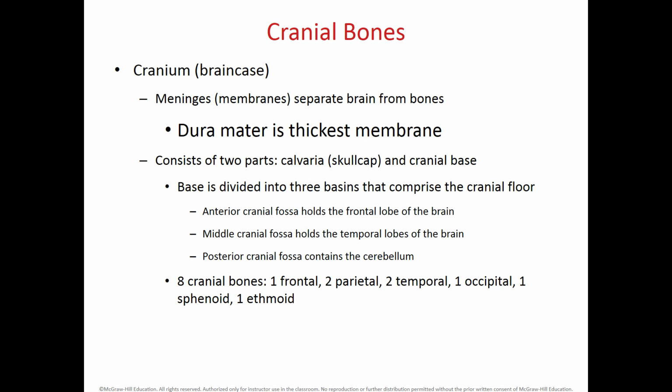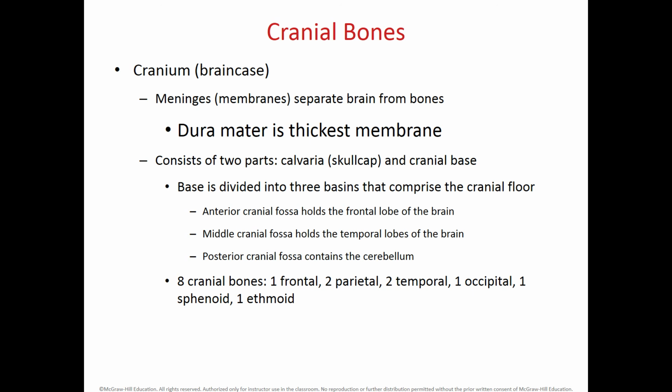So we have the anterior cranial fossa that holds the frontal lobe of our brain. We have the middle cranial fossa that holds the temporal lobes of our brain, and we have the posterior cranial fossa that contains the cerebellum and part of the occipital lobe of our brain.